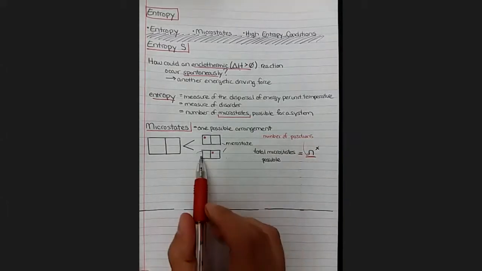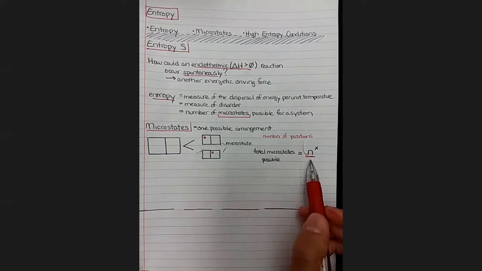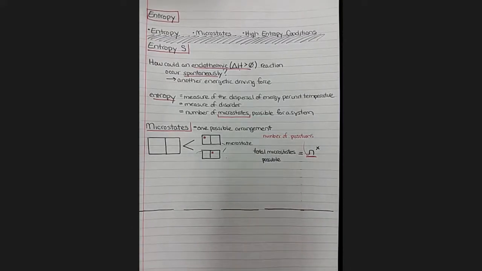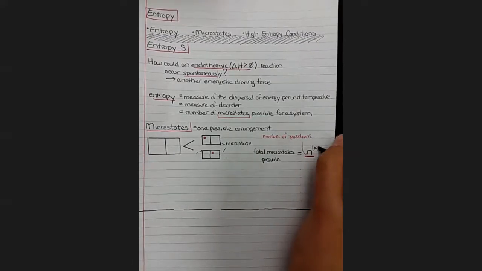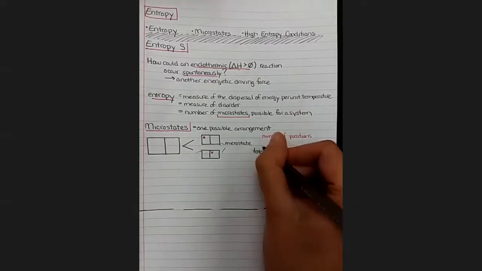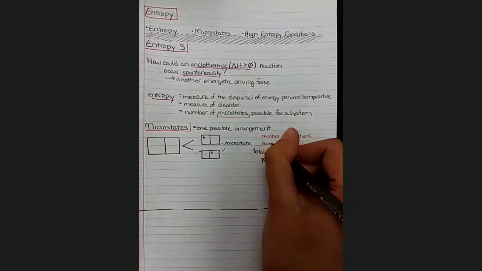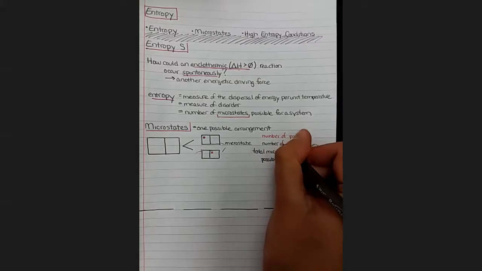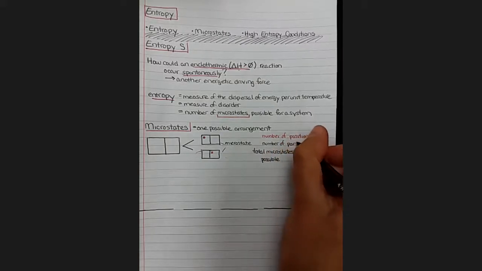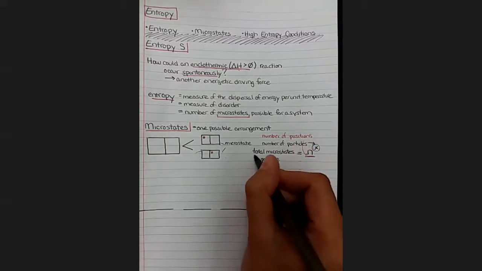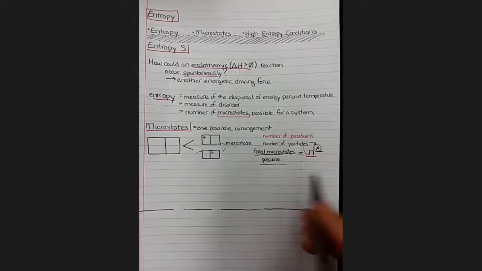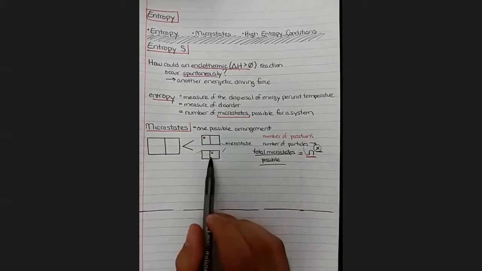So in this case, we had 2 positions, so our n would be 2. And for x, x represents the number of molecules, or the number of particles. And the number of particles in this system was 1.